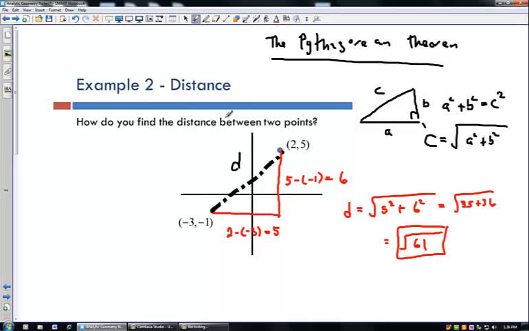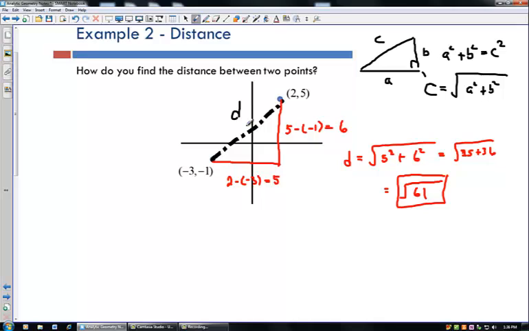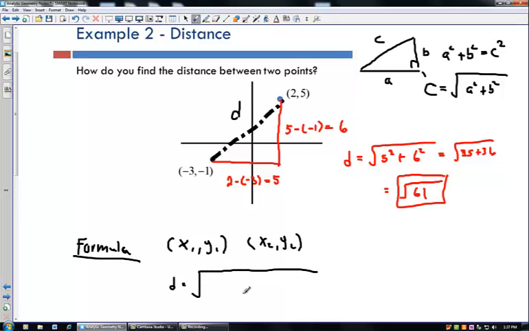There is a general formula for this, so real quickly, let's jot this down so you can have it in your notes. So the general formula for the distance between two points, and let's just name them x sub 1, comma y sub 1, and x sub 2, comma y sub 2. Right, so D would equal the square root of the difference between the x's plus the differences between the y's. So x sub 2 minus x sub 1 quantity squared plus y sub 2 minus y sub 1 quantity squared.